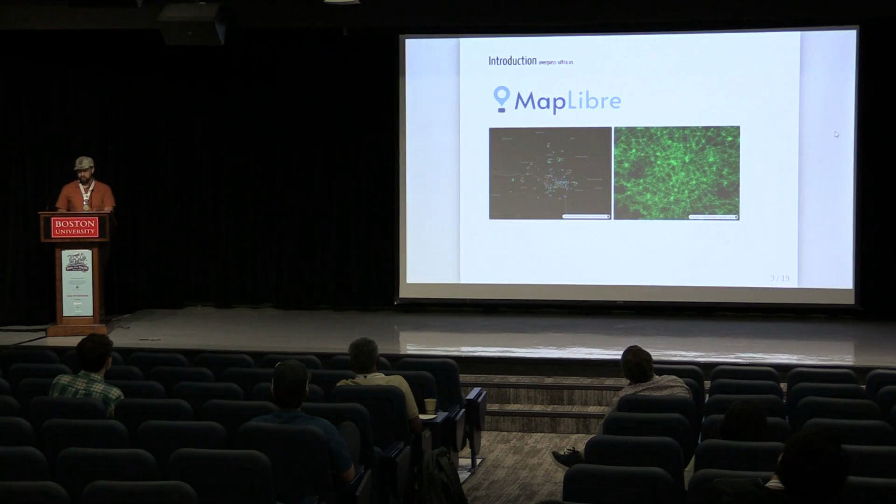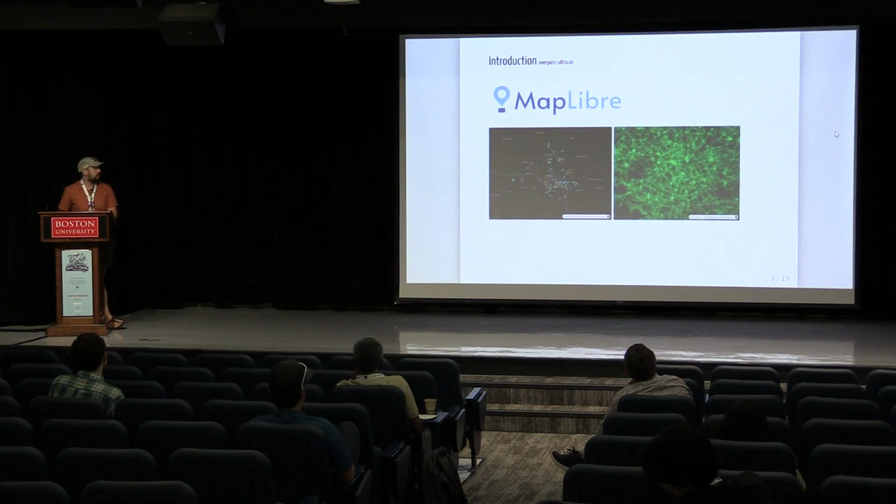So this is an example here of two things that you can't do with Overpass Turbo, namely heat maps and these fancy cartographic effects, like on the right, which is a glowing map of bus stations in Paris.